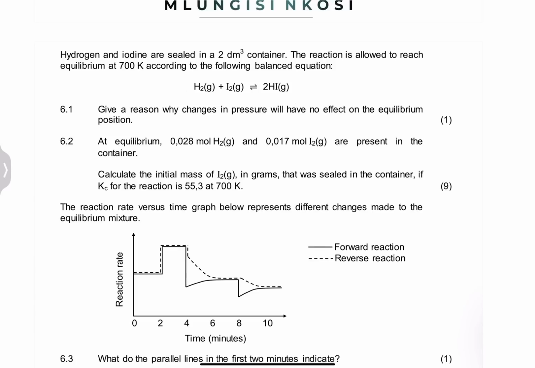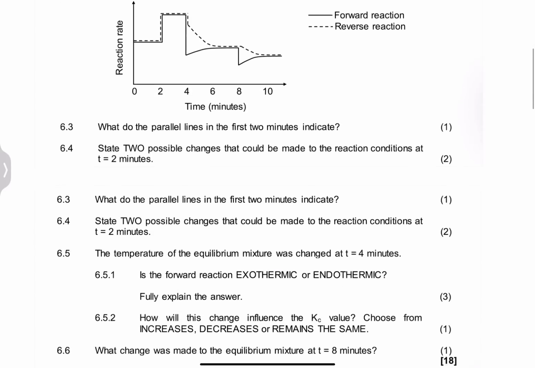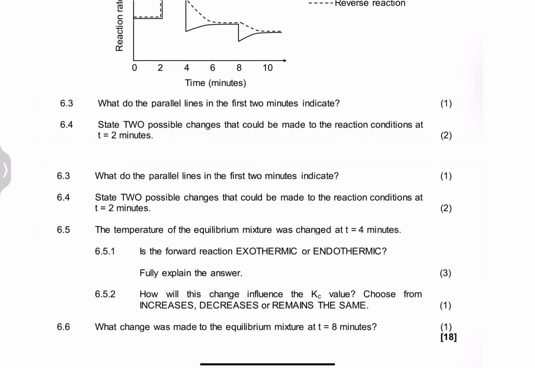When we increase the pressure in this case, it's not going to favor either of the 2 reactions, but it will increase the rate of both the forward and the reverse reaction equally. So what could we have done at t equals 2 minutes? We could have either added a catalyst, or increased the pressure of the container. All right. Now, the next question.